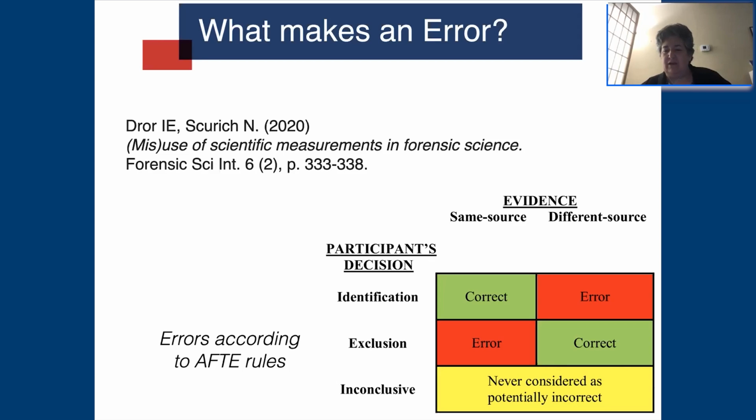And we can all agree on that: if something that's a different source is concluded to be an identification, a mistake has happened. If something from a same source was excluded, then another mistake has happened. So in the top 2/3 of this table, we have a black and white binary decision. So the question is, what do we do with these inconclusives?